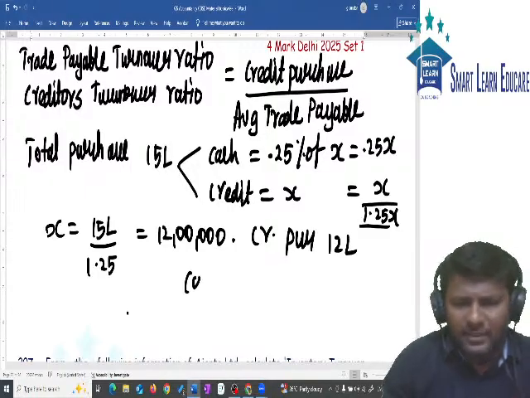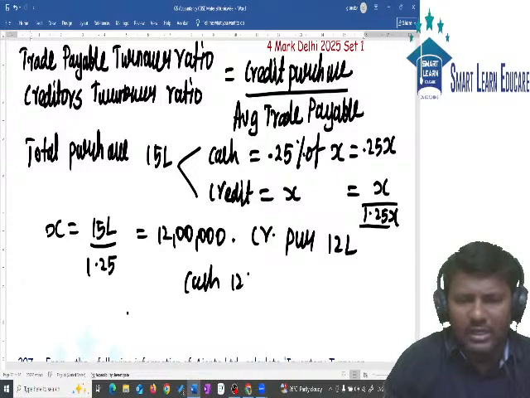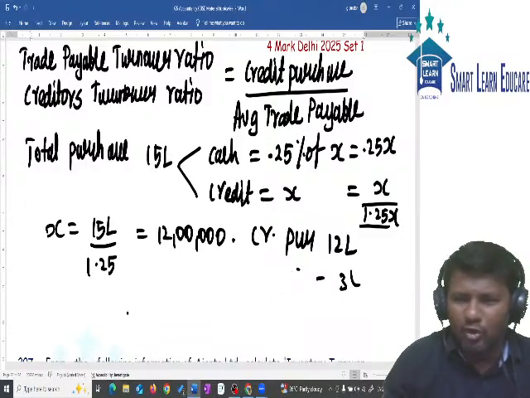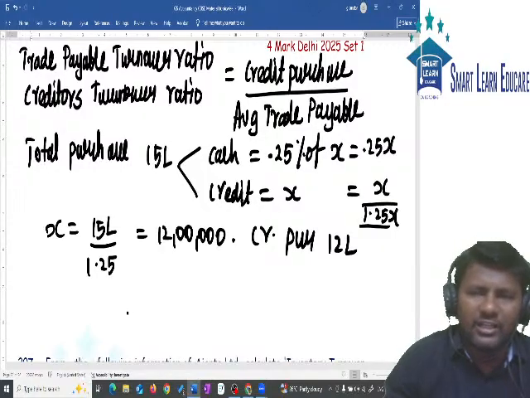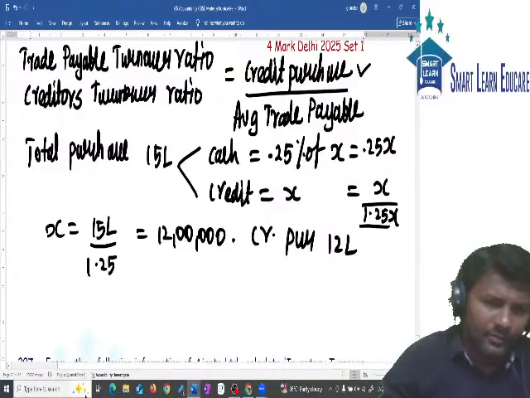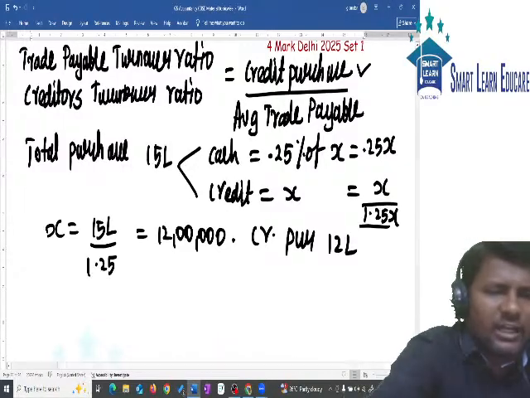What is the cash purchase? Cash purchase is equal to 12 lakh into 25%, which will give you 3 lakh. Our answer is correct. Anyway, we don't require cash purchase. We require only credit purchase divided by average trade payable.